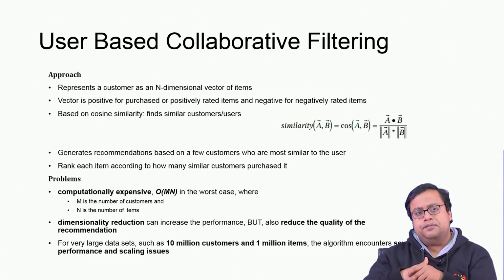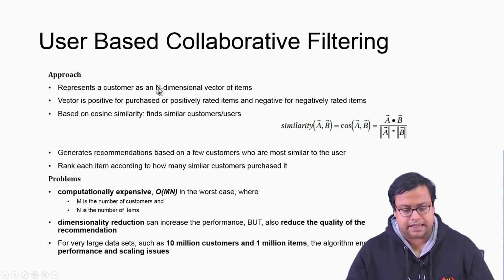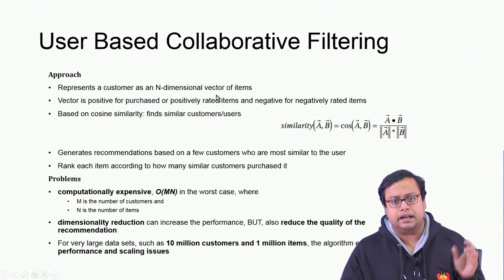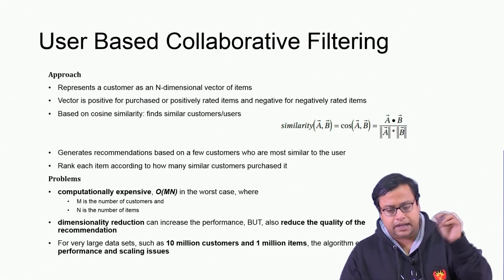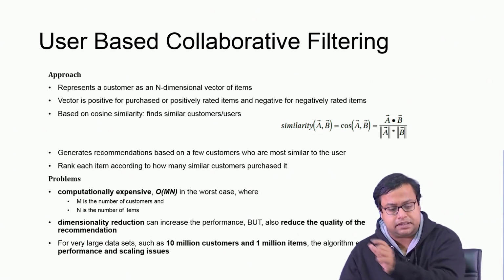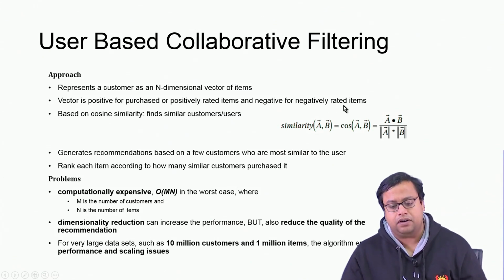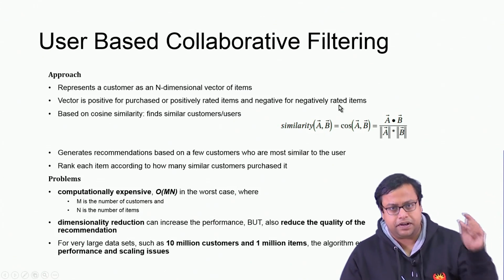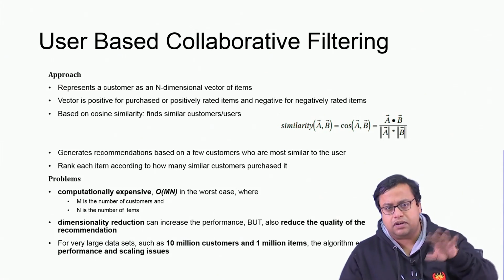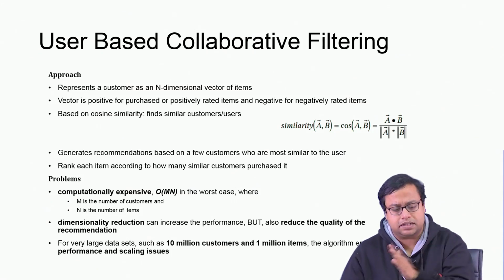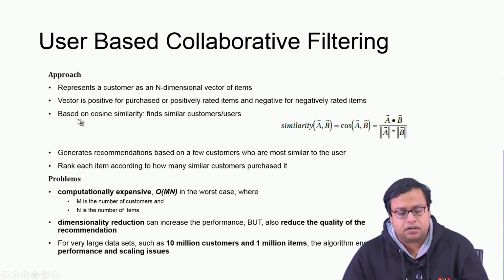On the other hand, if it is purchase decision based, then approaches represent a customer as an n dimensional vector of items. There are n items, so that is the dimension of the vector. The vector is positive for purchased or positively rated items and negative for negatively rated items. So the vector is either 1, 0 or 1, minus 1 or something like that. 1 means purchased, 0 means not purchased, or minus 1 means not purchased. And then we find out the cosine similarity between the customers.